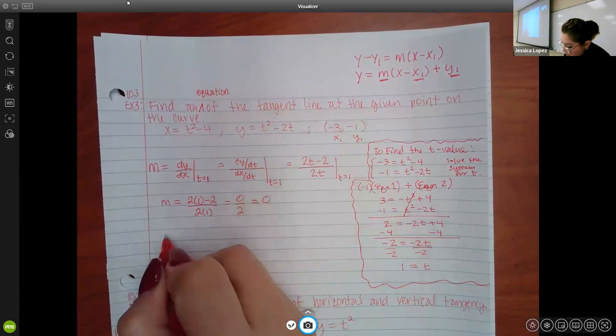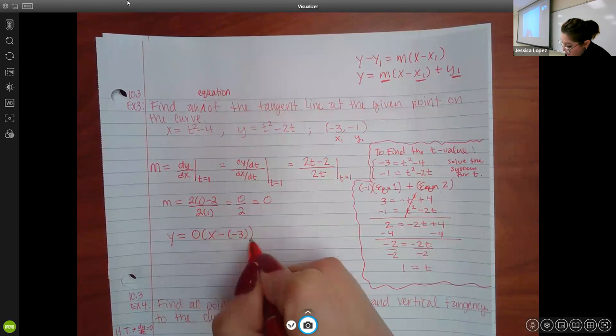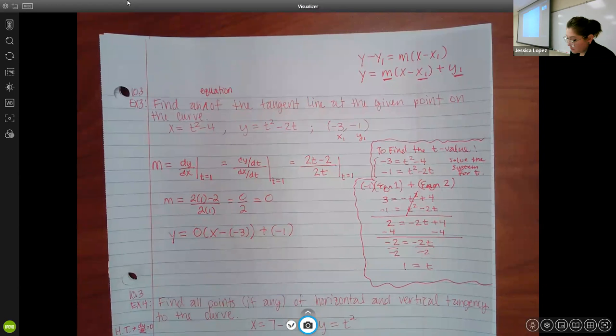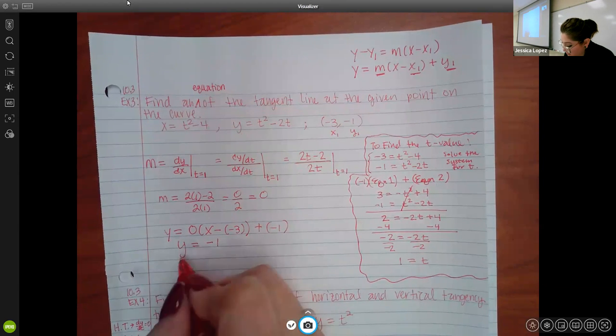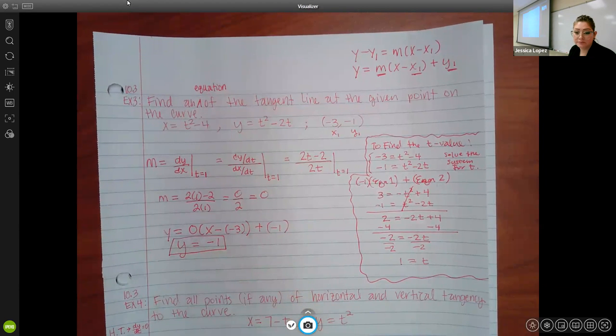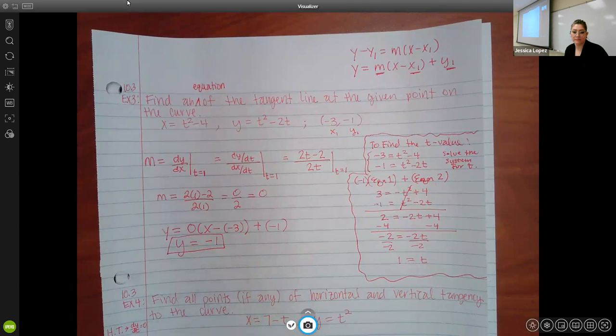So when I go to my equation, I'm going to do y equals, and instead of m, I'm going to use 0, times x minus my x coordinate, plus my y coordinate. But 0 times anything, right, is just 0. So I just end up with negative 1. y equal to negative 1. And this is the equation of the tangent line at that specific point. So if you get an actual number, like 5 or 1/2 or something, then make sure you actually distribute that number and then combine the constants. But I definitely wanted to cover one where you got 0 because that happened in the homework.